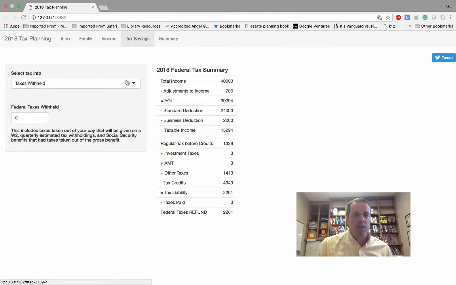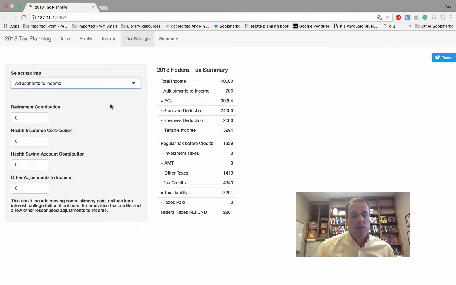Finally, for tax savings, again, this is for the calendar year 2018, so you can actually leave this blank and it'll still calculate your tax liability. If you want to find out what your refund is going to be, then you go ahead and enter how much taxes you have or will pay during the year.